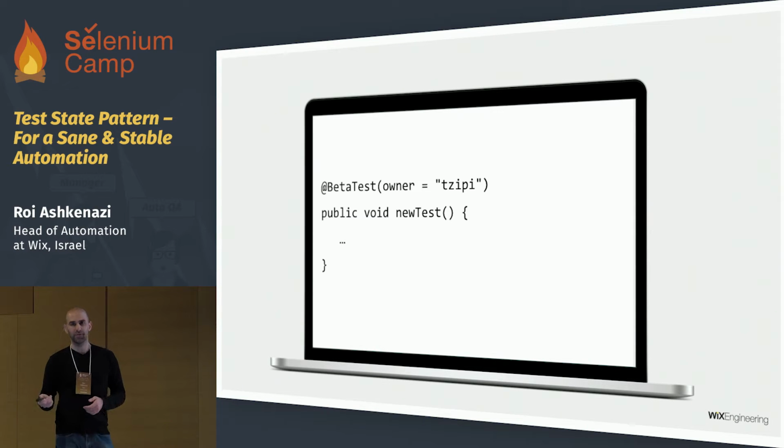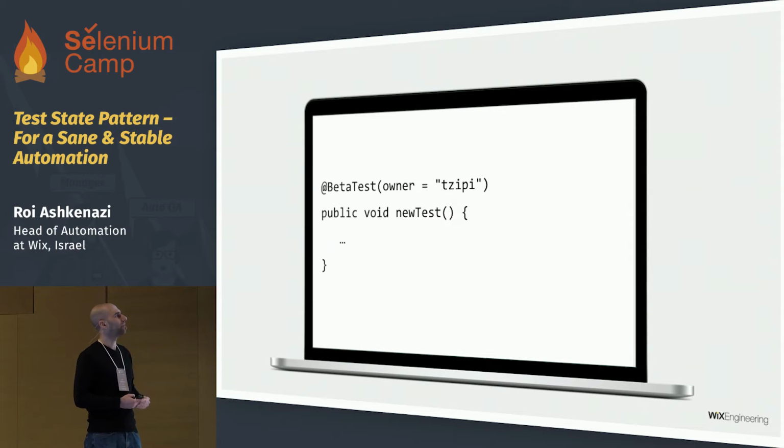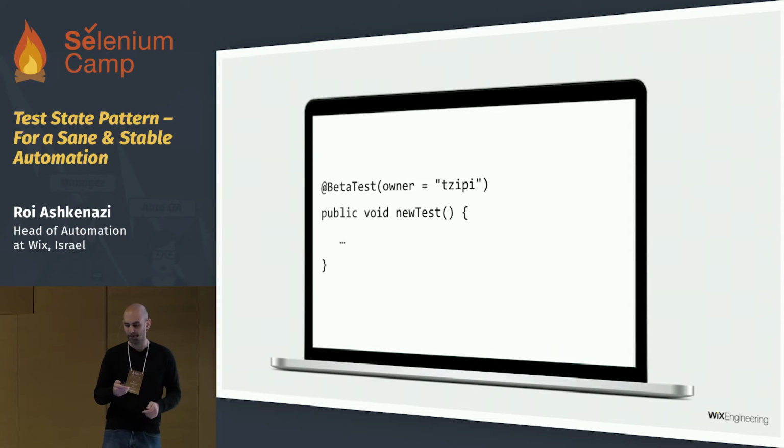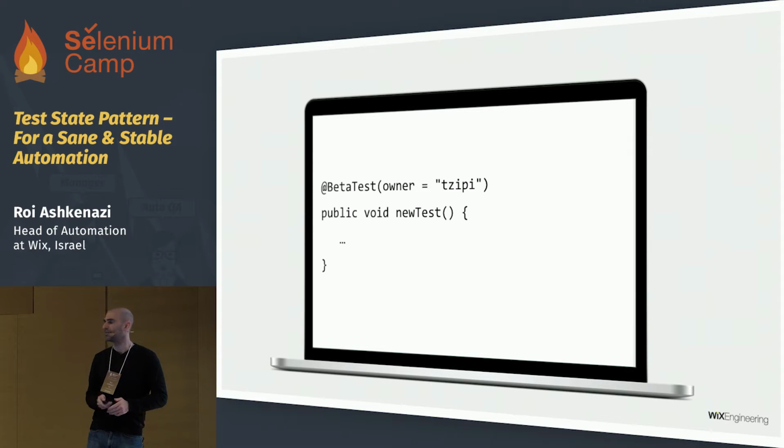OK, so this is how we use it. If we define a new test, this is just an example with JUnit. So instead of just JUnit's regular annotation of test, we use our own, the beta test, and we provide an owner, the name of the owner. In this case, it's CP, the one who wrote the test. And this is how it's annotated.